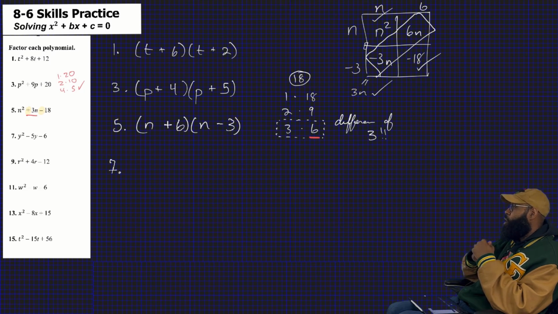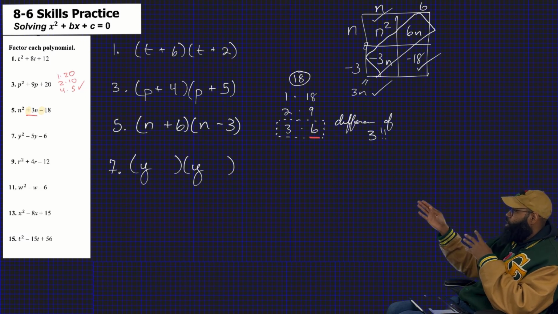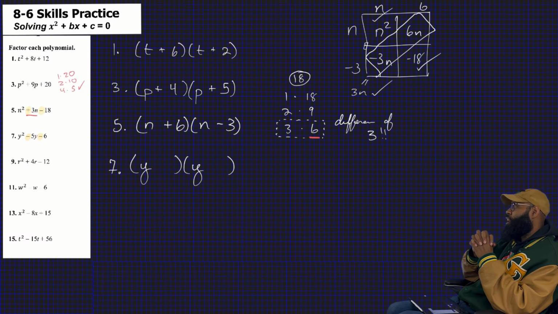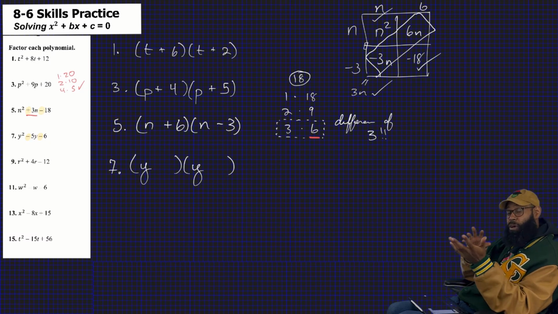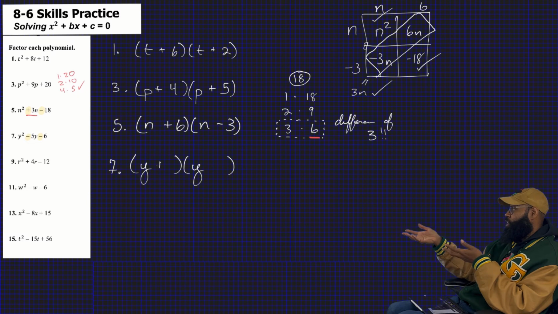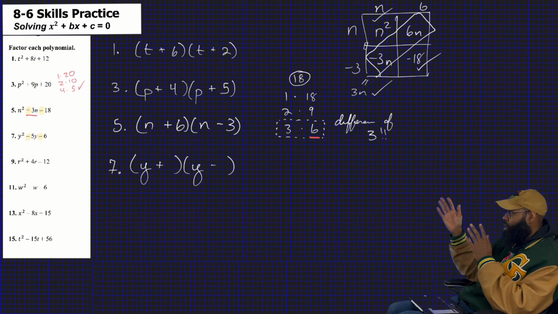Number 7. y squared minus 5y minus 6. Well, again, I got a minus. And when I say minus, I'm talking about the trinomial. y squared minus 5y minus 6. So with the minus, again, I know I gotta have a positive and a negative inside of the two binomials. Because for the last term to be negative, it has to be a positive times a negative. So I'm gonna fill in a positive times a negative.